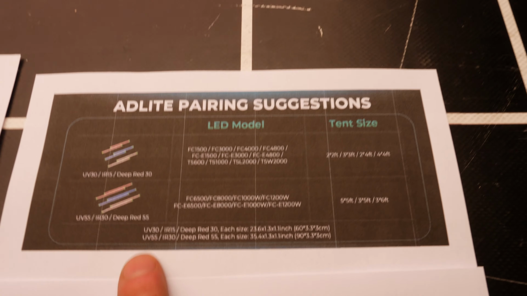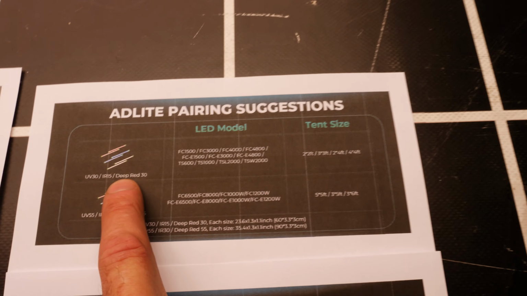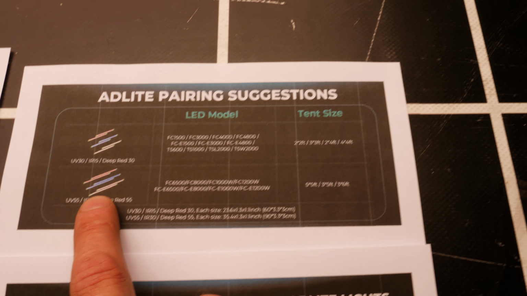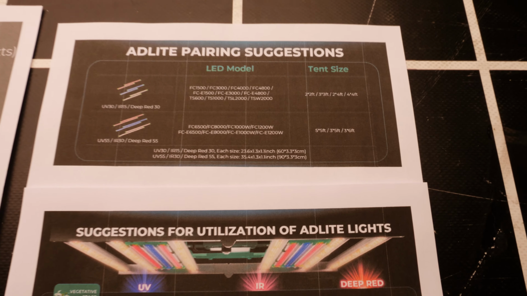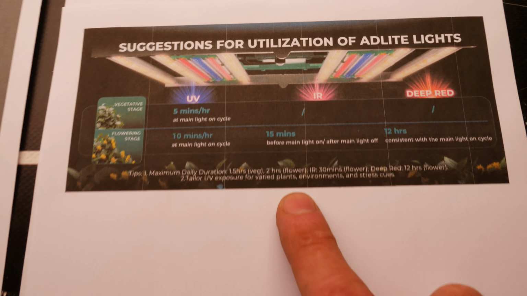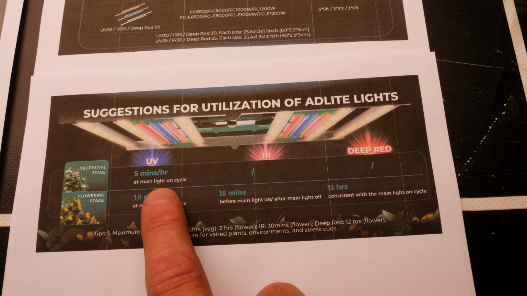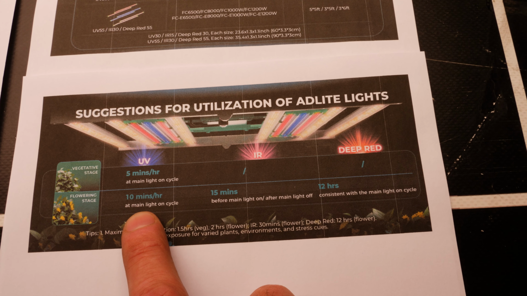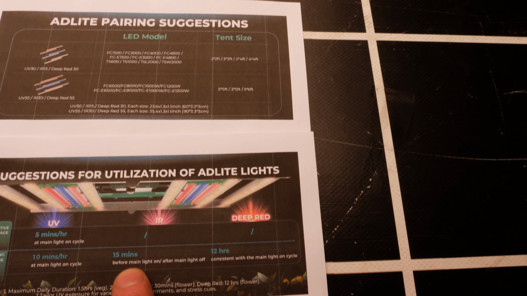There are three ranges of these bars, by the way, or sorry, two ranges of the three bars. There's smaller versions and larger versions depending on your size of grow tent. And then there's recommendations for how to use them. So MARS HYDRO suggests for UV 5 minutes every hour in the veg stage, 10 minutes every hour in the flower stage.